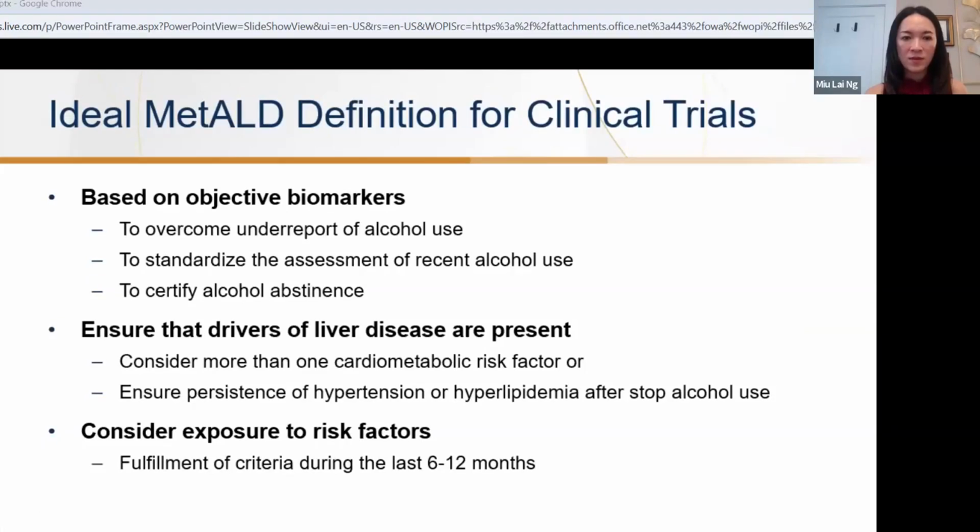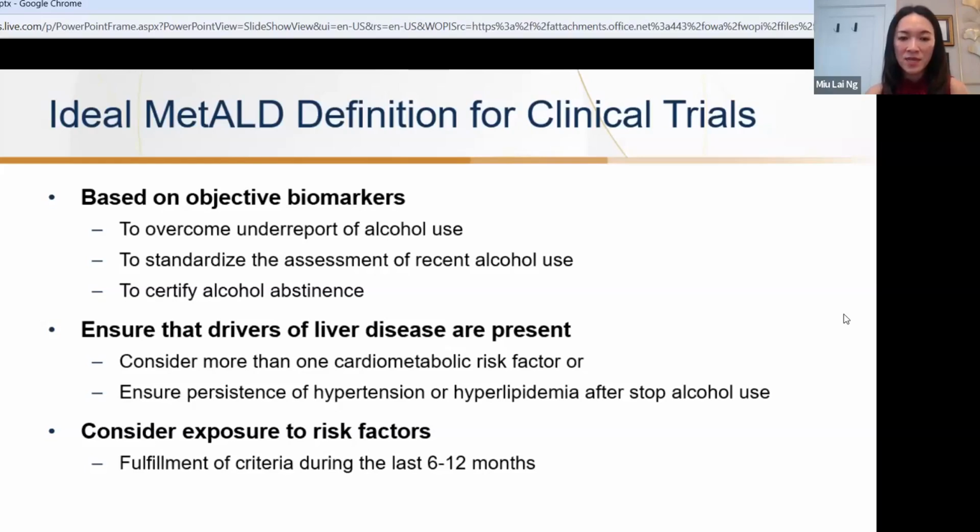So there is an ideal MetALD definition for clinical trials based on objective biomarkers. This can overcome underreporting of alcohol use and standardize the assessment of recent alcohol use, because PEth assesses alcohol use up to 12 weeks, to certify alcohol abstinence.